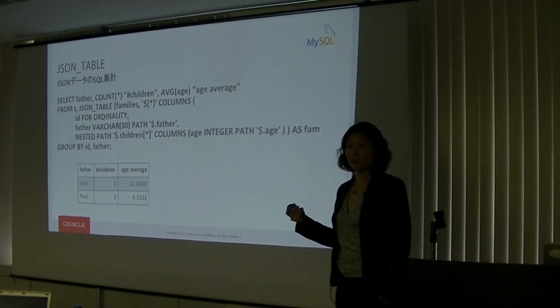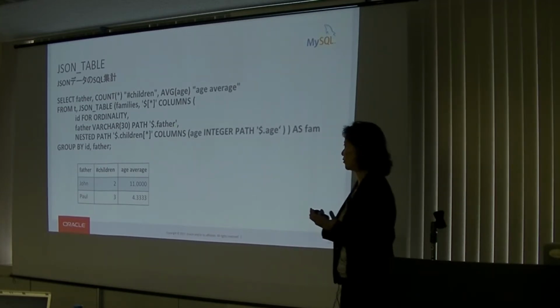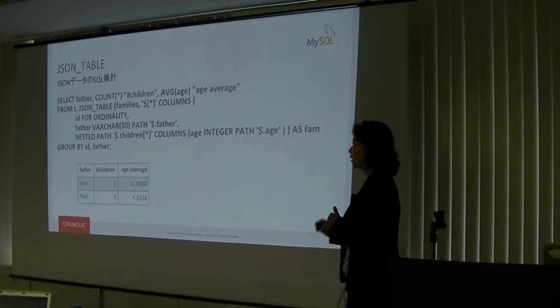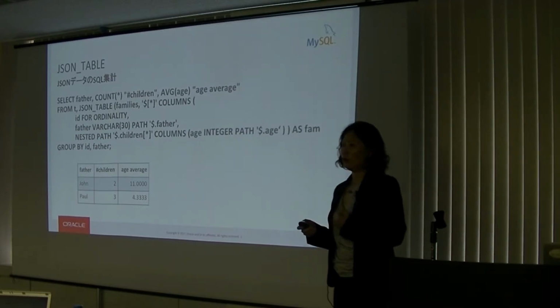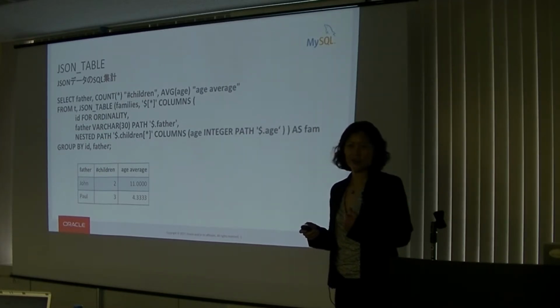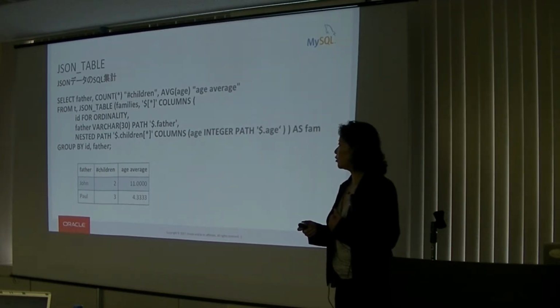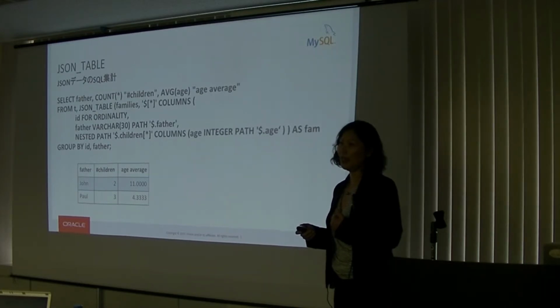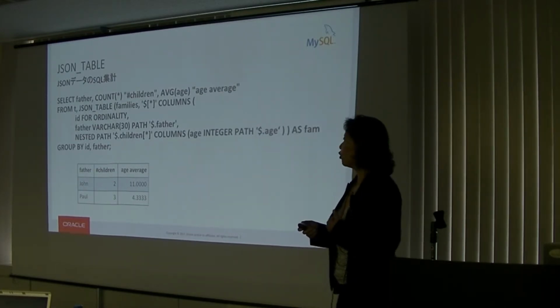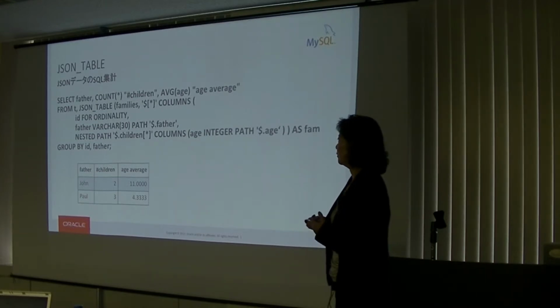In this example, now I've flattened out the nested array. I want to do more complex queries. I can do more complex queries. I want to know, for each father, how many children the father has, and the average age for all of his children. So it's father, count star, and average.